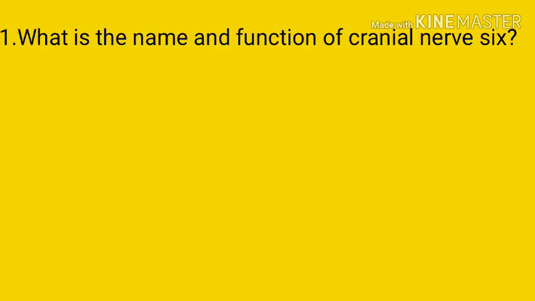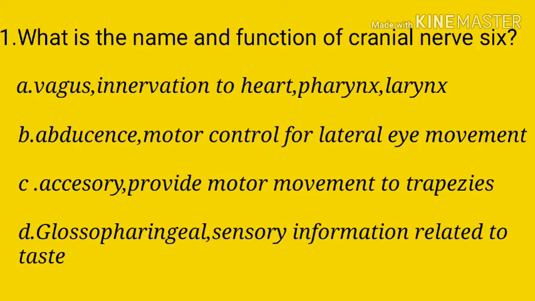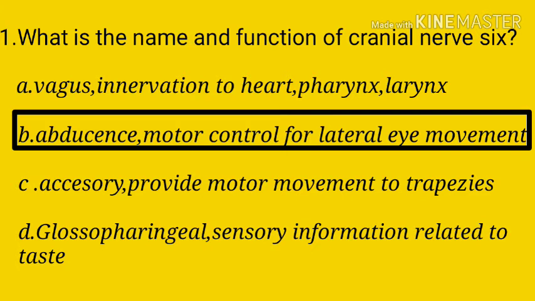Question number 1. What is the name and function of cranial nerve 6? Option A. Vagus, innervation to heart, pharynx and larynx. Option B. Abducens, motor control for lateral eye movement. Option C. Accessory, provide motor movement to the trapezius. D. Glossopharyngeal, sensory information related to taste. The answer is option B, abducens. Abducens nerve, motor control for lateral eye movement. Option B is the correct answer.